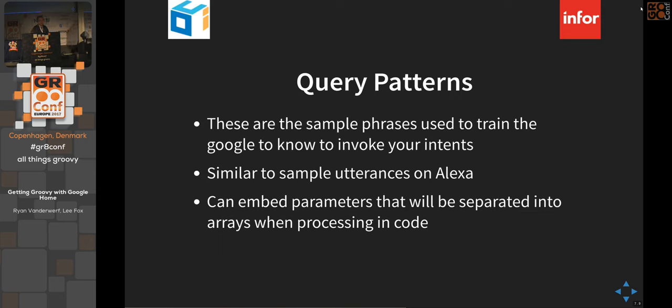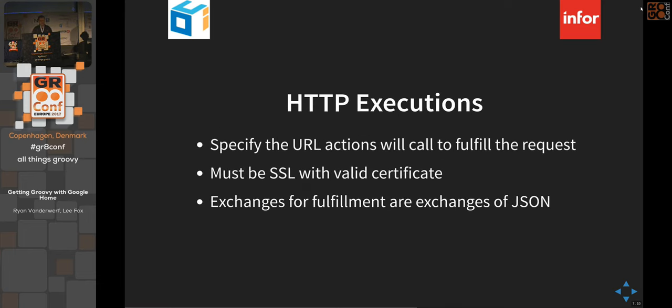A little bit more about query patterns. Again, these are the sample phrases used to train it, similar to what's called a sample utterance in Alexa. What you do is embed parameters inside of those, so you can parameterize something like, tell me about the color blue. Blue is the parameter. It's going to pass that in, and your code is going to see that as a parameter.